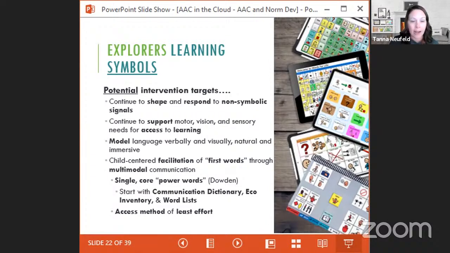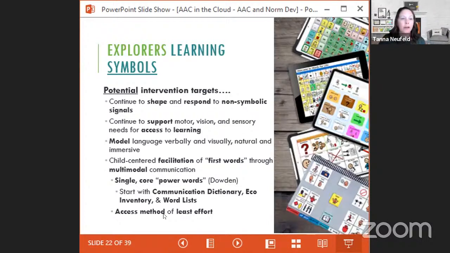And I love to use my communication dictionary that I make in my assessment process as a starting point. And then I use ecological or environmental inventory and developmental word lists to help develop that vocabulary selection piece. And I think Laura Ninders is coming up after me, and she's going to talk a lot about vocabulary, so she might touch on a couple of these a little bit more.